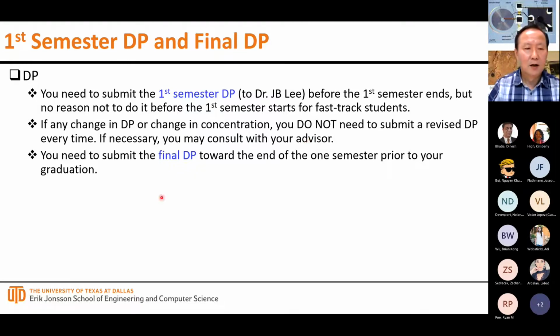The second degree plan, the final degree plan, you need to submit toward the end of the one semester prior to your graduation. This is really important because there is no change anymore after this. In this final degree plan, you must carefully look at and follow all the rules for graduation, so there is no surprise in the graduating semester.